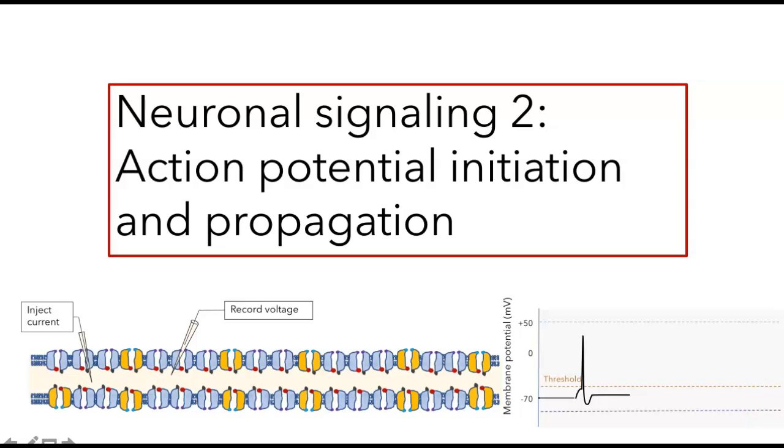This video is all about the action potential. How, at a cellular level, do neurons initiate an action potential? And then once it's initiated, how does that action potential propagate all the way to the end of the nerve cell, where it can cause transmitter release?